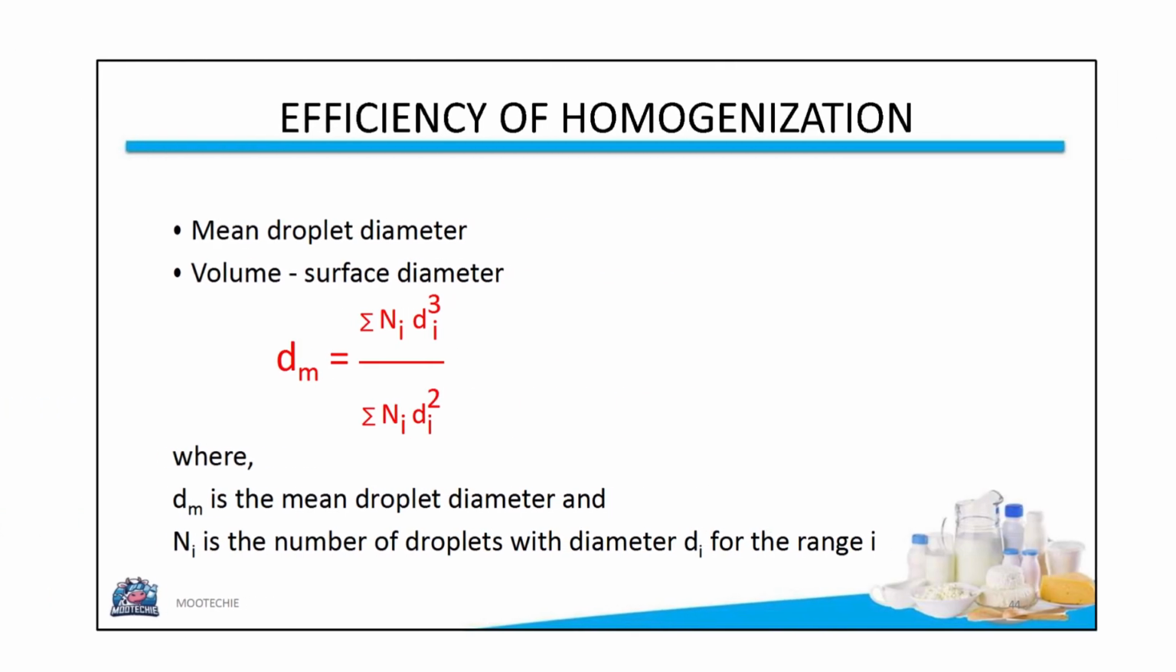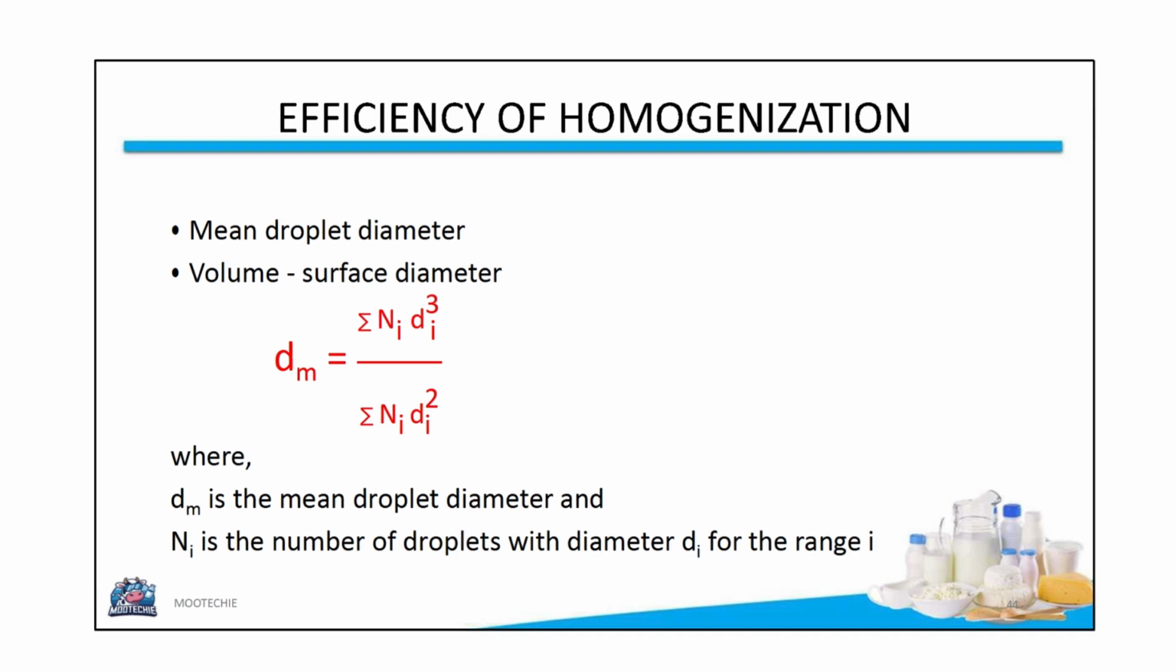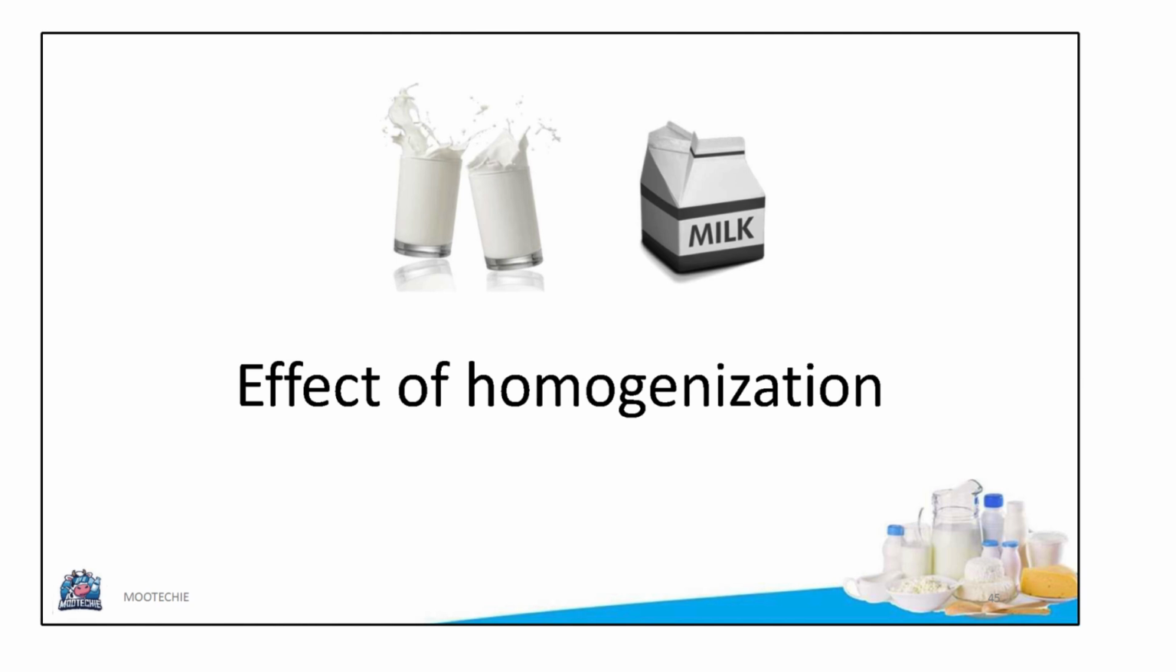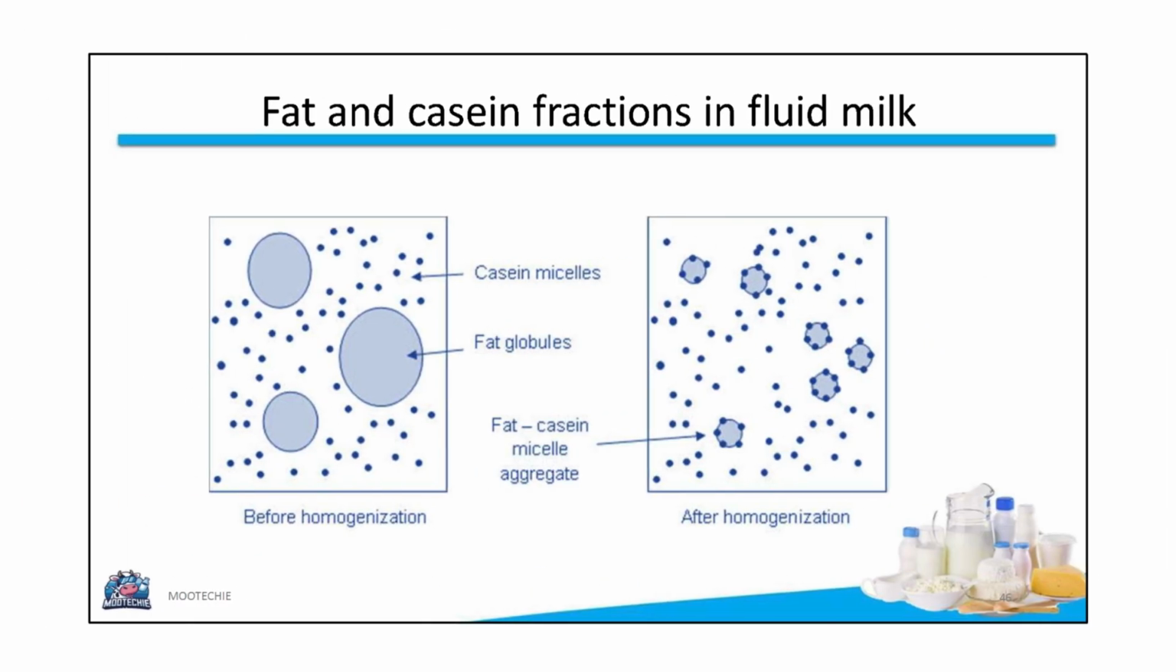The efficiency of homogenization is measured by the mean droplet diameter, specifically the volume surface diameter. It is calculated by the sum of n_i times d_i cubed, divided by the sum of n_i times d_i squared, where d_m is the mean diameter and n_i is the number of droplets in size range i. This slide shows milk, highlighting the effect of homogenization. This diagram illustrates the change. Before homogenization, we have separate casein micelles and fat globules.